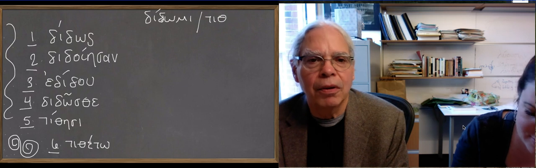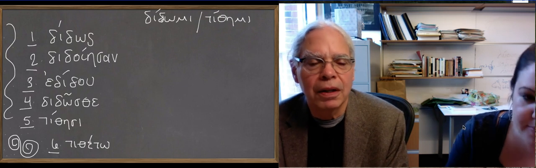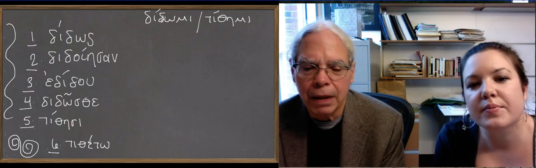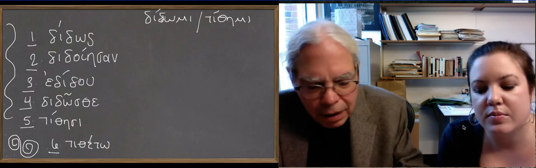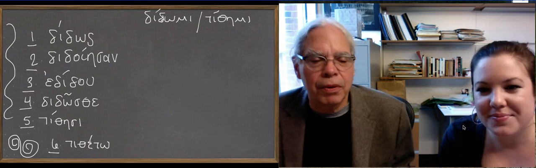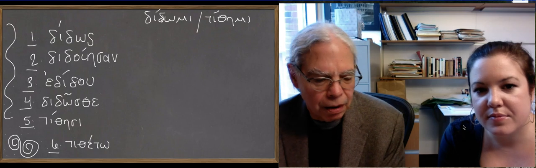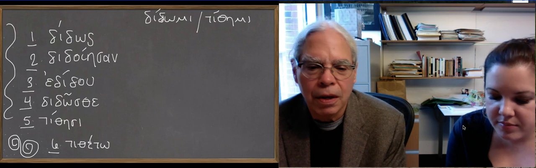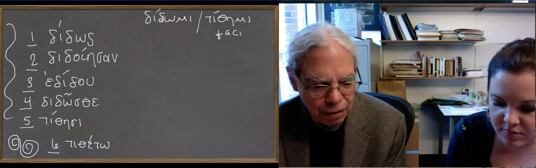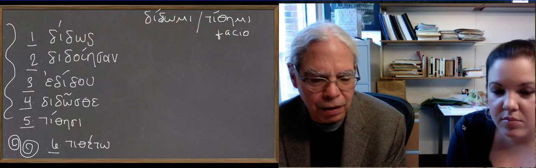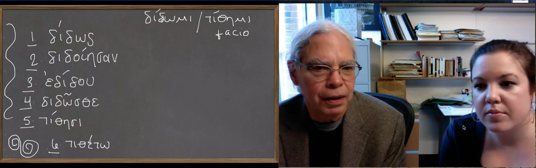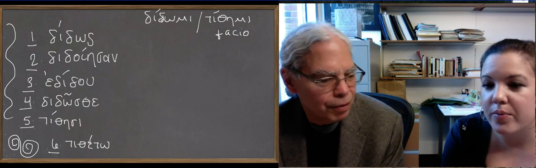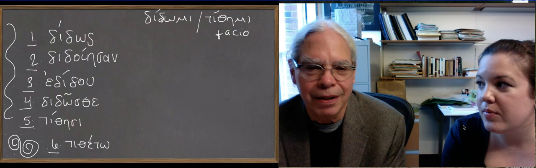Didome is the verb to give. And titheme is a verb that originally means to establish something, and it's cognate with the Latin verb facio. It also means to make. We have lots of cognates of didome, like donate, and dative is actually one, because a sentence with the dative is a sentence about giving.